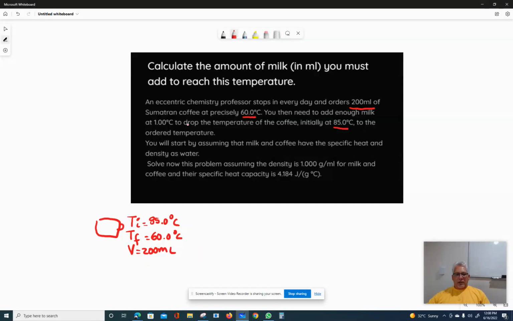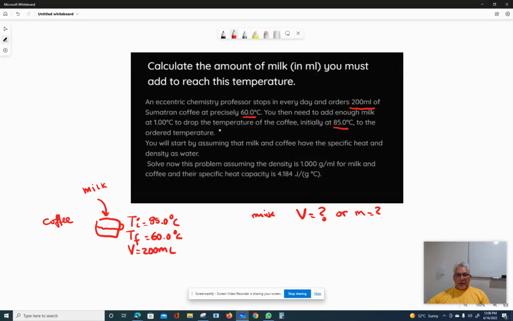And what else do they say? Okay, now we are going to talk about how much milk you need to add to your coffee in order to have the coffee going from 85 to 60 Celsius, and the volume will be 200 milliliters. Okay, let's talk about the milk. Here is your coffee, and here is your milk. We don't know the volume of the milk. That's the question they ask here. How much milk? I don't know. So we have to find the volume or mass of the milk. That will be the answer for the problem.